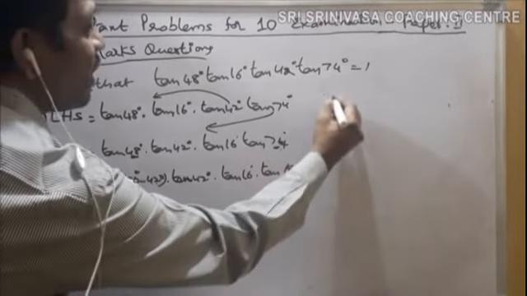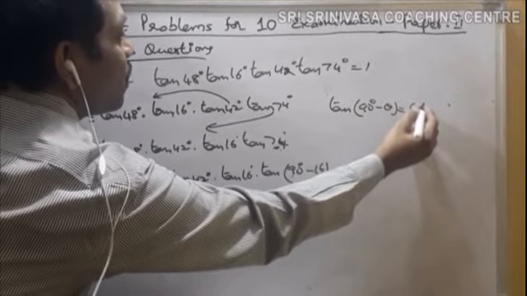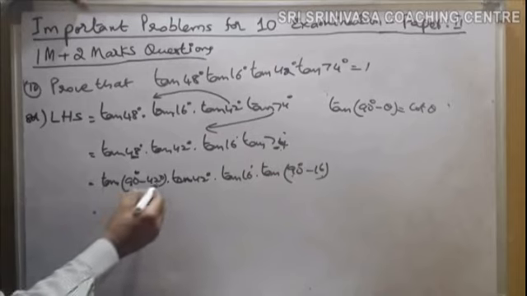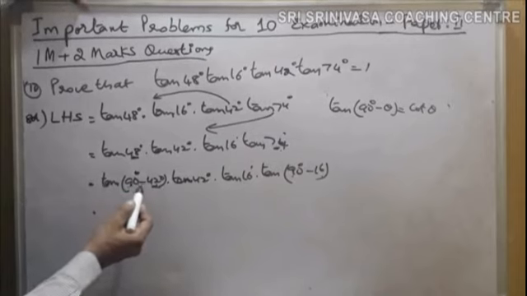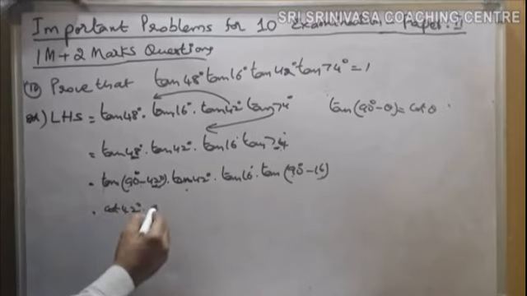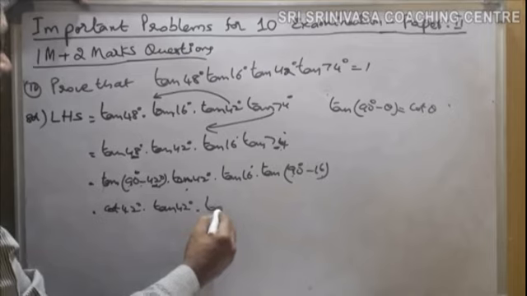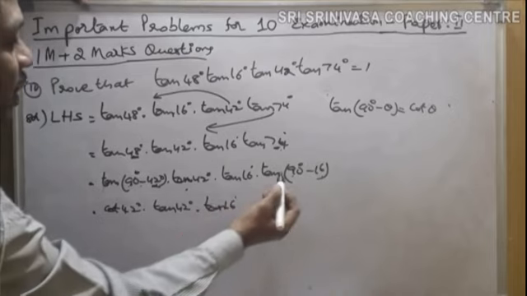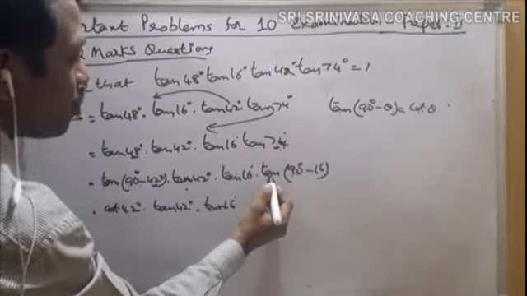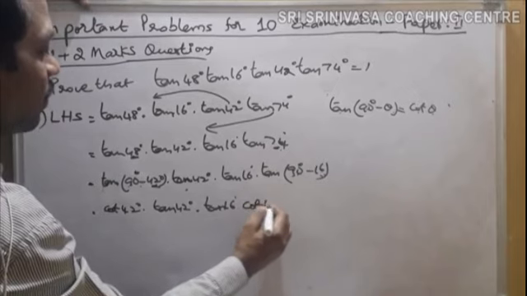Now let us apply one formula here: tan of (90 minus theta) equals cot theta. So let me use this concept here. Here theta is 42, so tan (90 minus 42) is cot 42, into tan 42 as it is, and again tan 16 as it is, into tan (90 minus 16), which is cot 16.